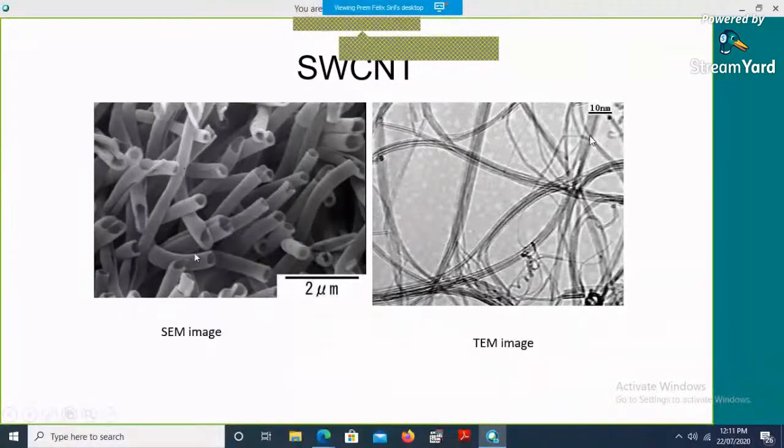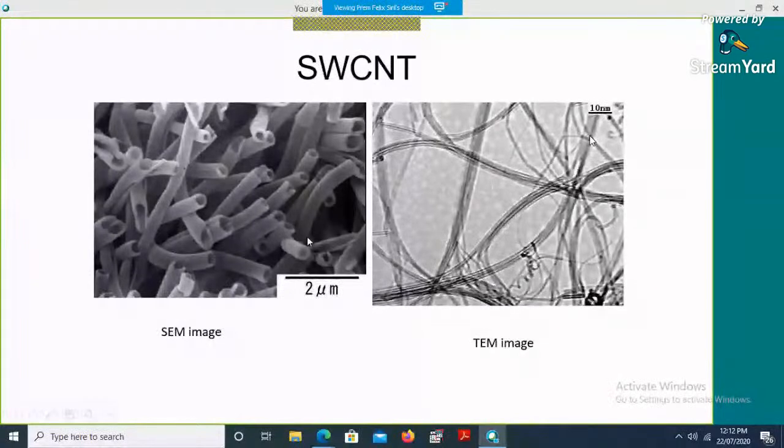So you can actually see that it is a tube, whereas on the right-hand side it is a transmission electron microscopy image. Here you can't say that there is a tube, because the image is two-dimensional, a flattened image of the tube. So you can't say whether it is a tube or a wire. If you want to confirm that it's a tube, you have to do the scanning electron microscopy image.